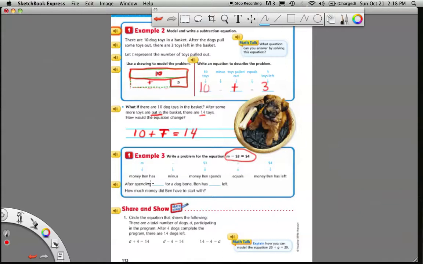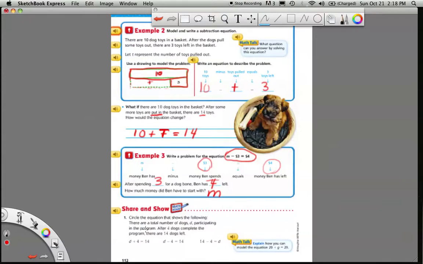So after spending, how much money did he spend? Let's look up here and see. After spending $3 for a dog bone, Ben has how much left? $4. How much money did Ben have to start with? M. So you're just taking the equation, they gave you some words, you're translating it into this big word problem. After spending $3 for a dog bone, Ben has $4 left. He started with M.